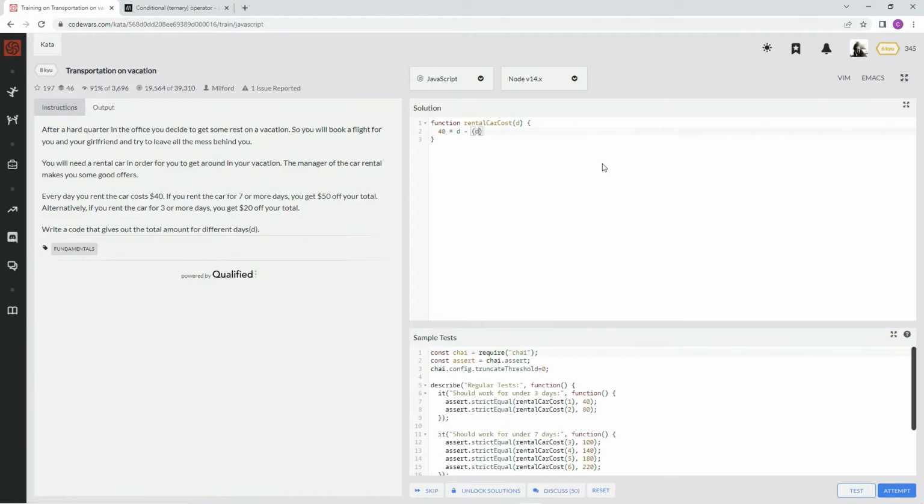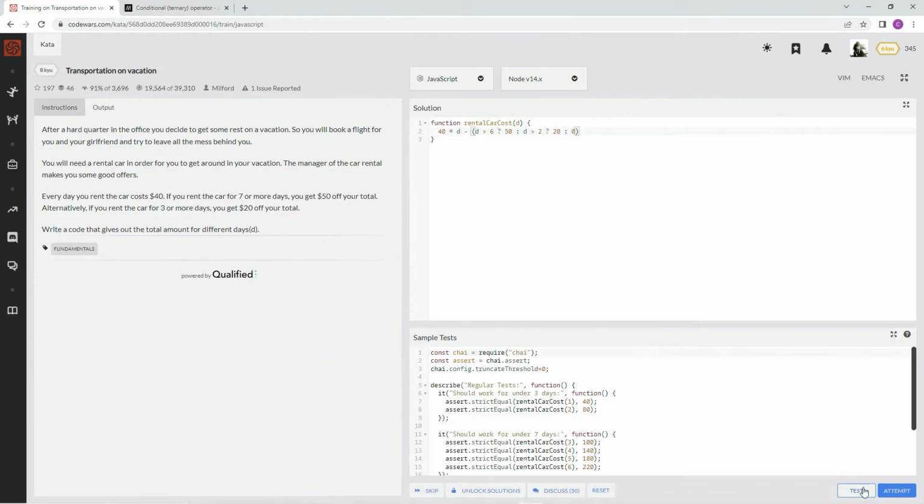And then we're going to say if D is greater than 6, because it's going to be 7 or more days. So if D is greater than 6, we're going to say minus 50. And colon, and if D is greater than 2, since it's 3 or more days, we're going to say 20, all right? And if it's anything else, we're going to say 0, all right?